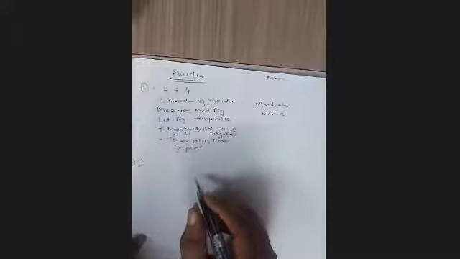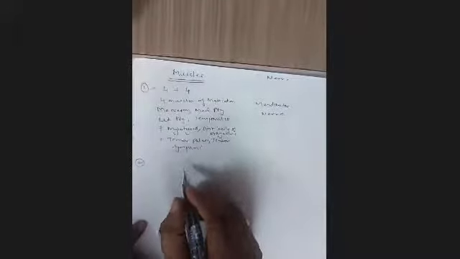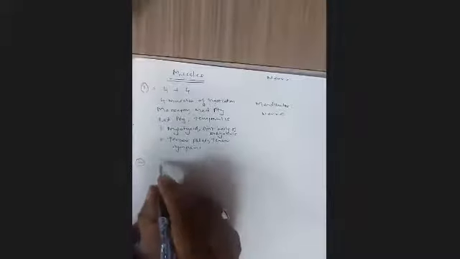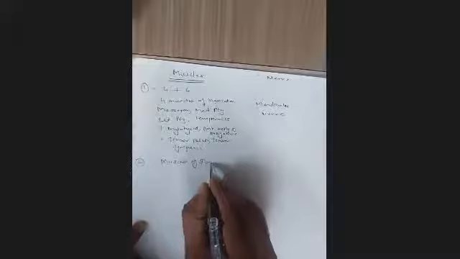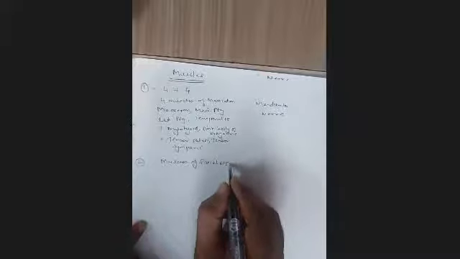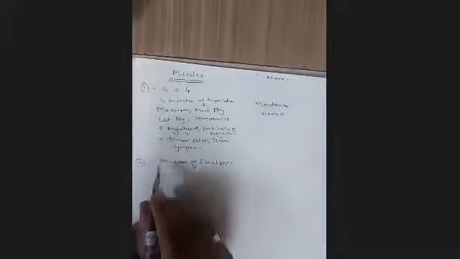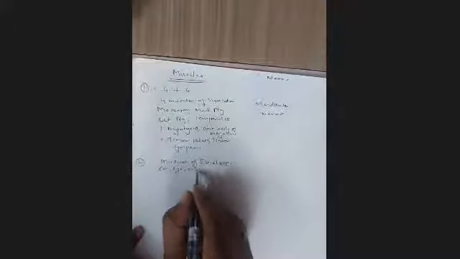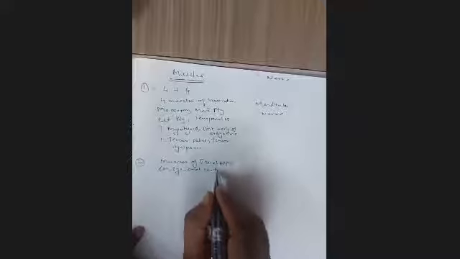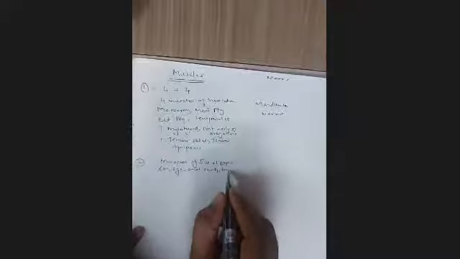The second arch gives rise to all the muscles of facial expression. That will include everything: muscles around the ear, muscles around the eye, muscles around the oral cavity, muscles of the forehead, everything.